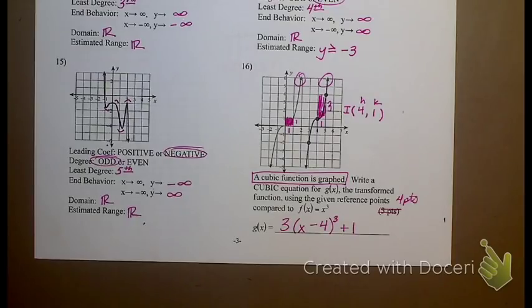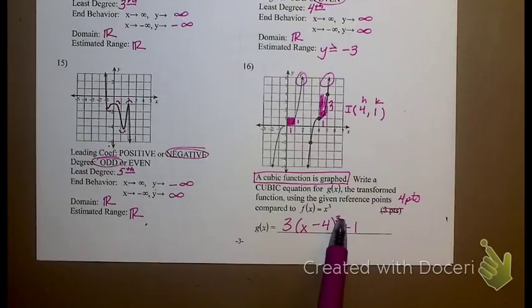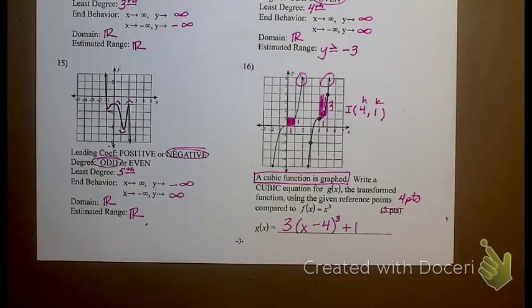Okay? Yes, question? So if you were to leave the f, does it change the entire equation? If you were to leave the f, I would take off a point. Because the f gets replaced with the cubed right there. You know what kind of function it is, so put the cubed. The f you use when you don't know what kind of function you're graphing.